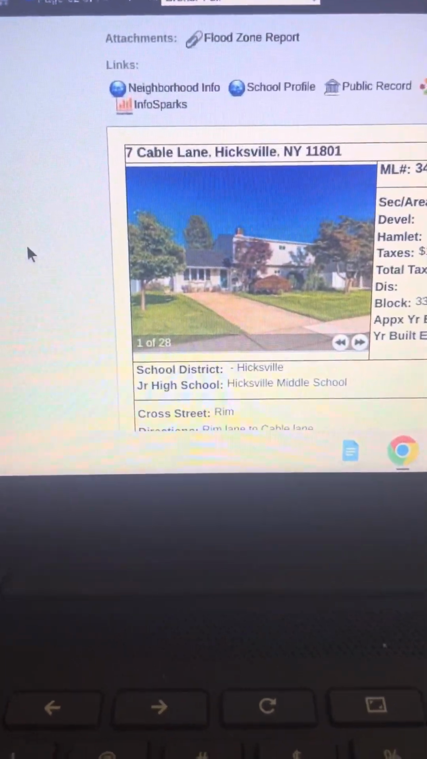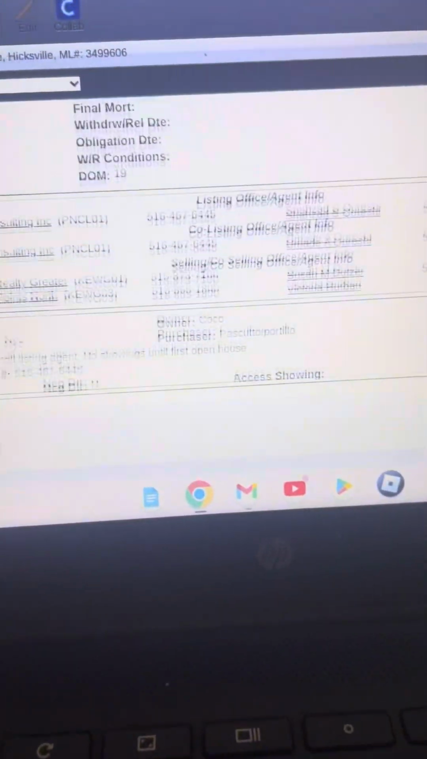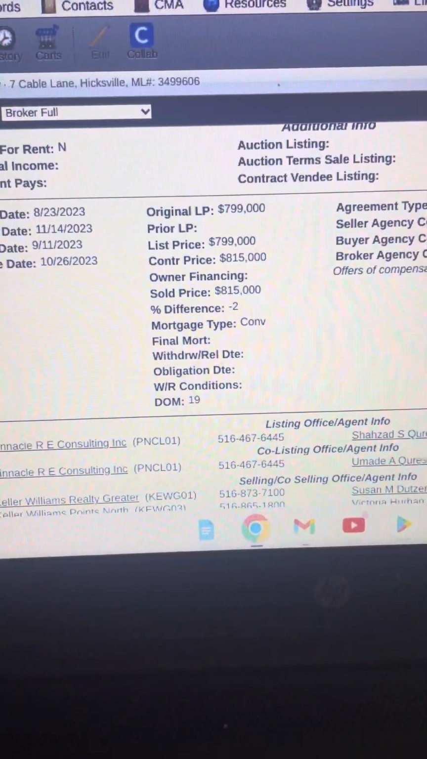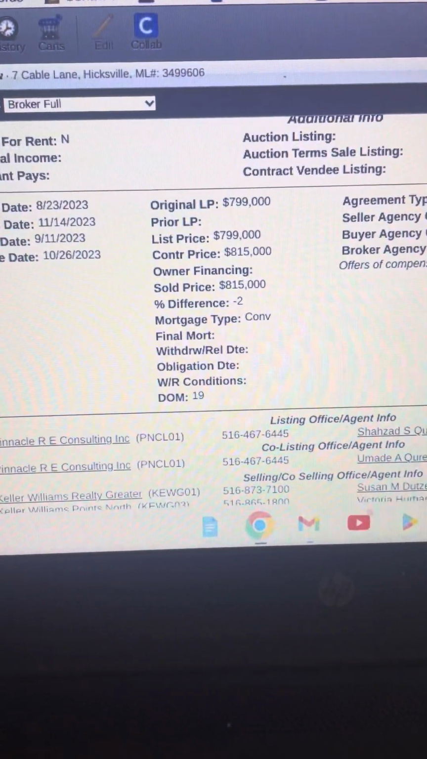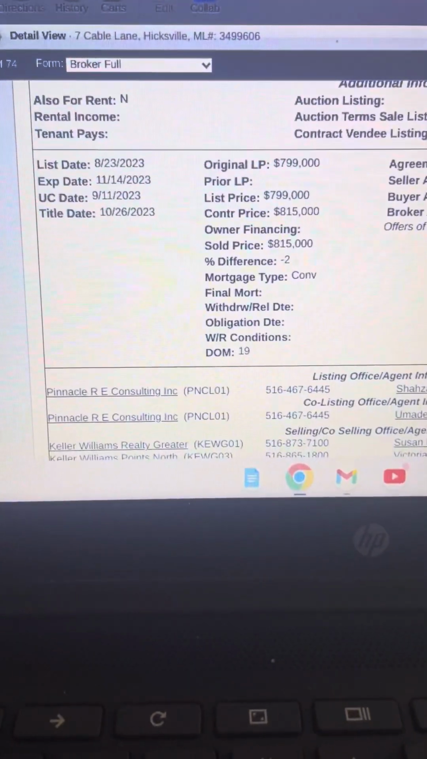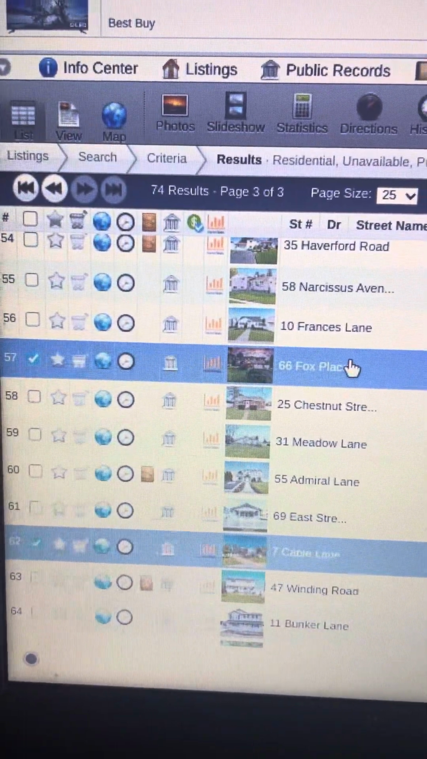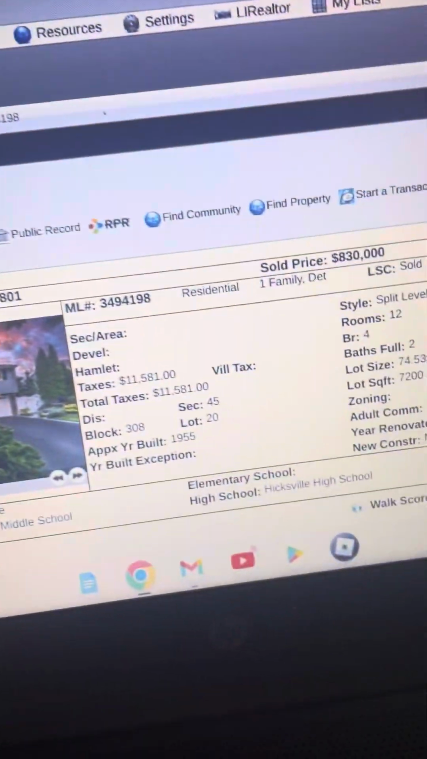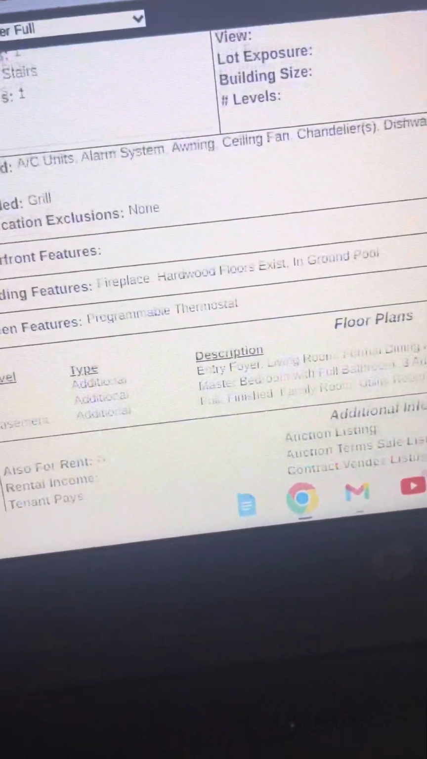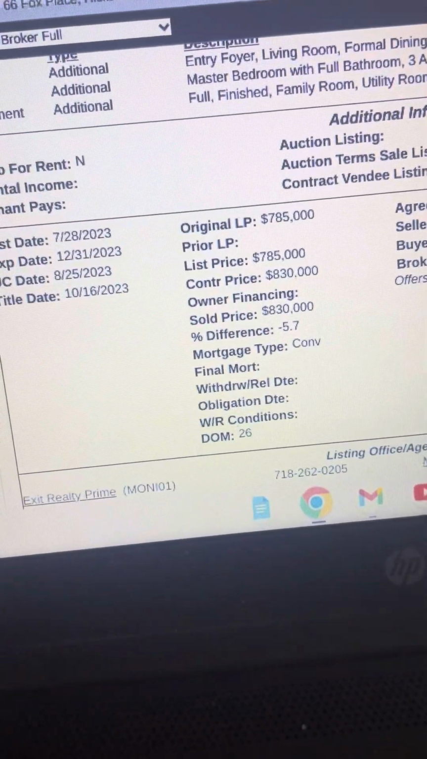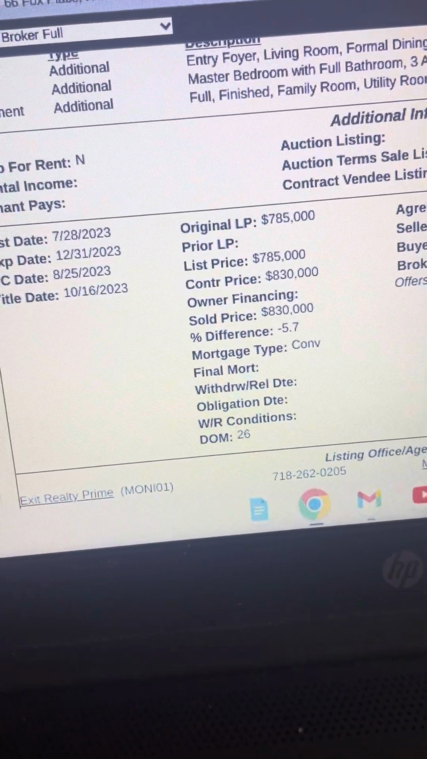You see this house sold for $815, listed at $799. The percentage difference was 2%. This house sold for $830, listed at $785, sold for $830. The percentage difference is 5.7.